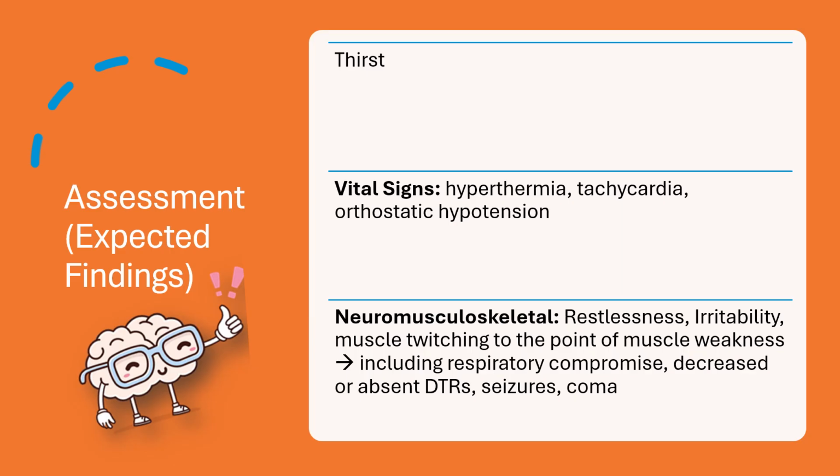What are some of my expected findings? Thirst. When you have a lot of sodium on board, your patient begins to feel very thirsty. It's like when you eat very, very salty food. Vital signs: hyperthermia, tachycardia, orthostatic hypotension. With them, they're going to have restlessness, irritability, muscle twitching to the point of muscle weakness, including respiratory compromise, decreased or absent deep tendon reflexes, seizures, and a coma.